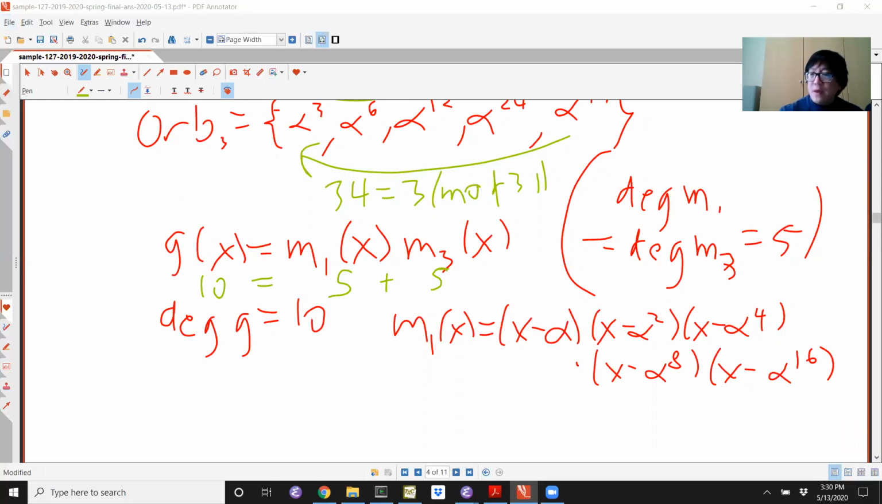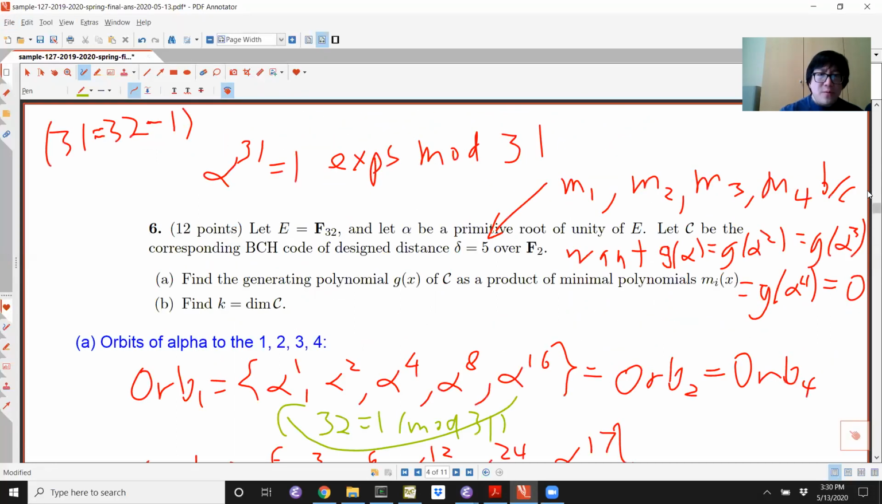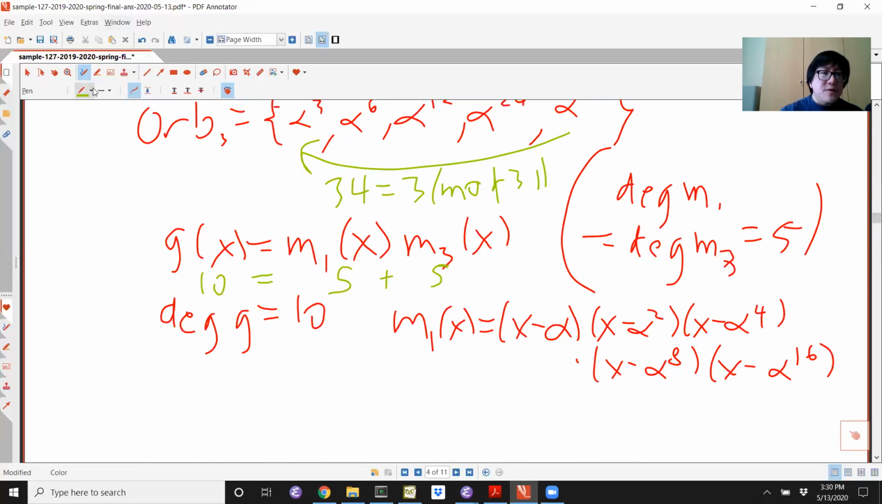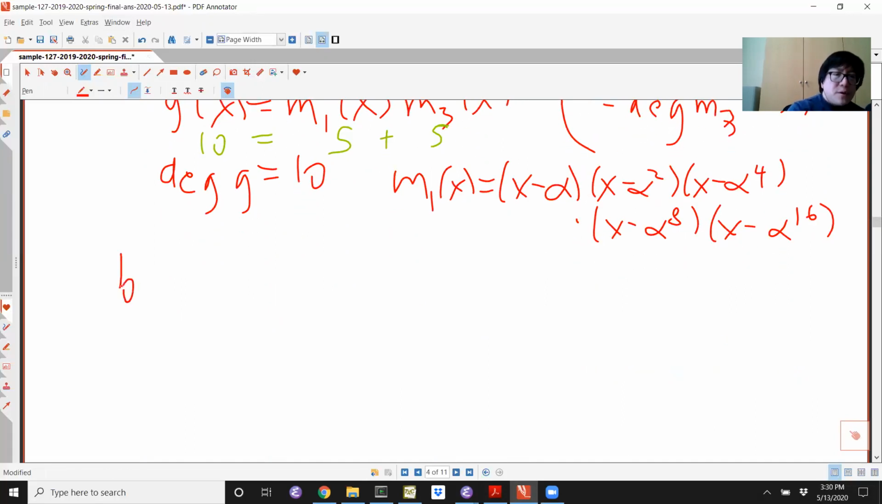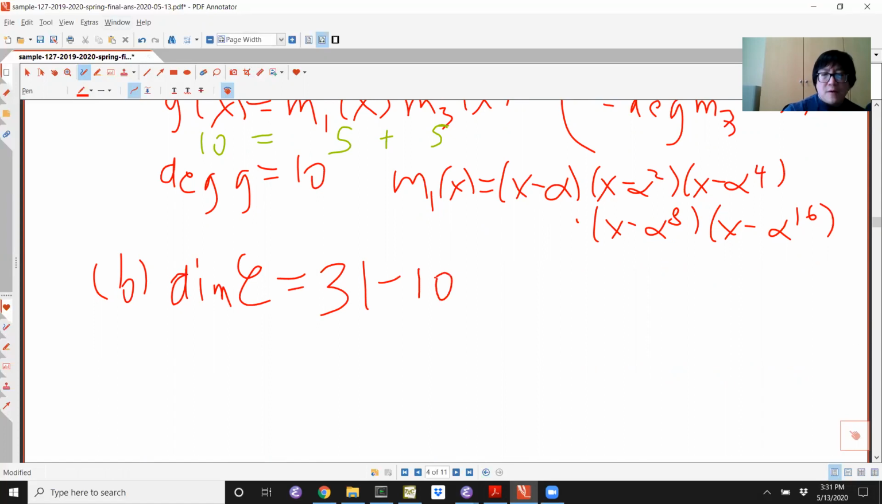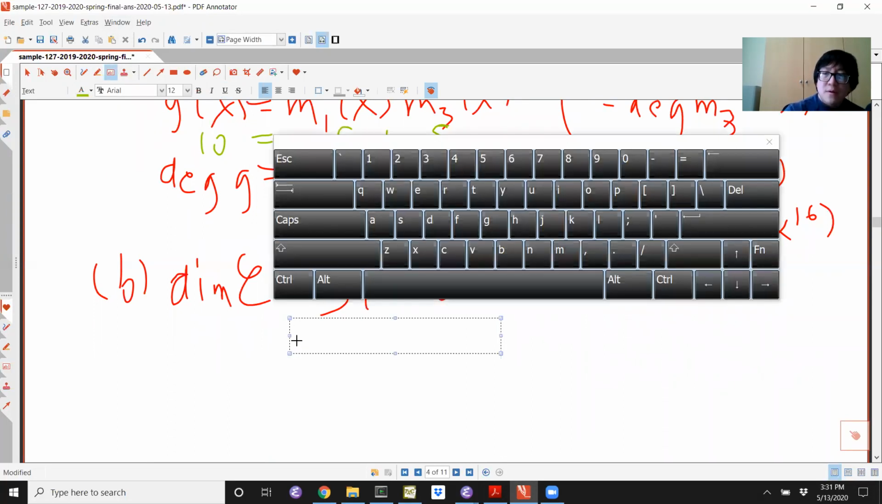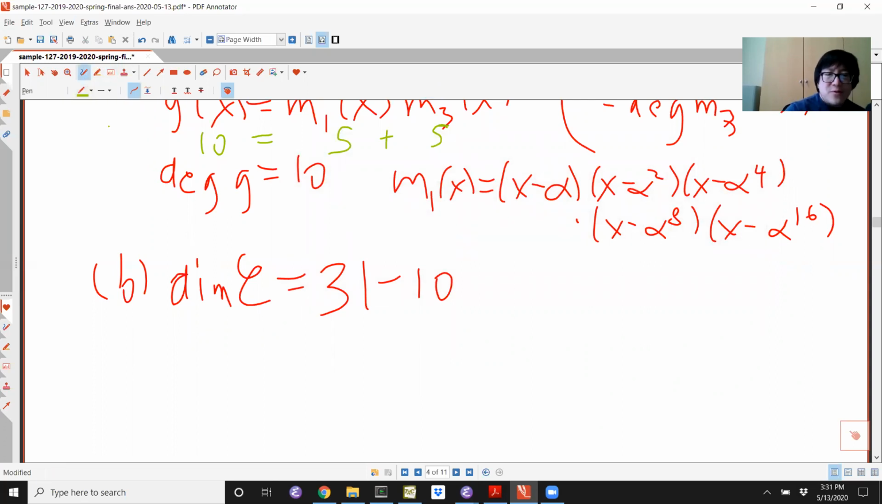Yeah, so the degree of our G is 10. And remember, the only thing left to do is to figure out part B, the dimension of our code. But remember, the dimension of our code is the length of our code, which is 31, minus the degree of the generator polynomial. So 31 is the order of alpha, and 10 is the degree of G. And so the dimension of your code you obtain by starting with the order of alpha and subtracting the degree of G, and now we get 21. So there we go.